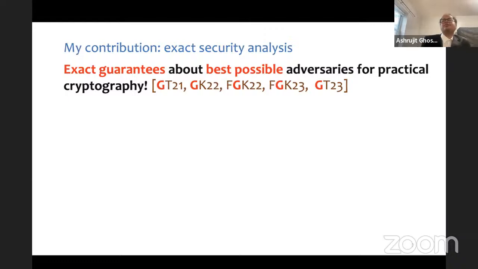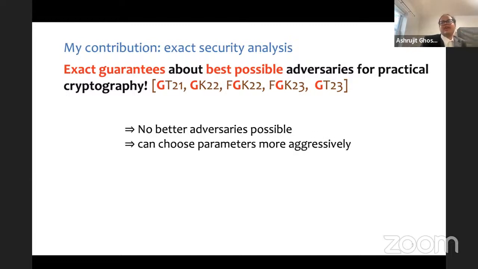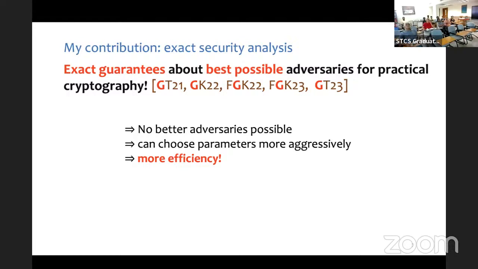My work contributes towards resolving this tension by proving exact guarantees about the best possible adversaries on practical cryptographic systems. So this allows us to set parameters knowing that there cannot be any adversary that does better, and hence we can choose the smallest parameters that guarantee security. This, of course, makes cryptographic systems more efficient. In my research, What do you mean when you say exact?